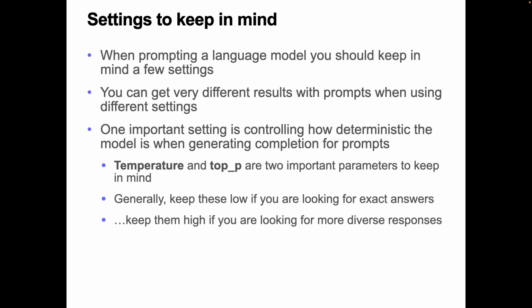So generally you want to keep these low if you're looking for exact answers. A good example of this would be factual based question answering, where you're just looking for a specific answer to a specific question. So you don't want any kind of diverse generation here. And if you want diverse generation for something, say like poetry or lyric generation, and maybe you're seeking more diverse responses from the language model, you would want to keep these settings high. Now, depending on the APIs you're using and the language models you're accessing, the recommendation is that you would only change one of these rather than both of them at the same time. So keep that in mind.